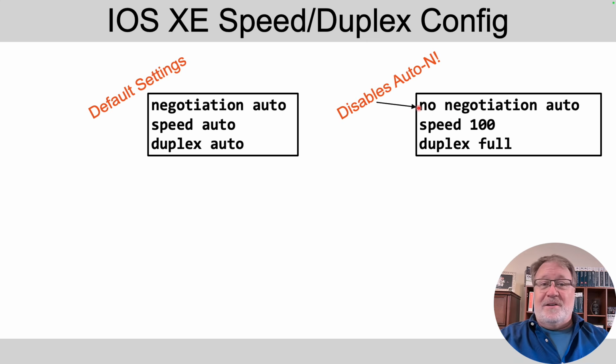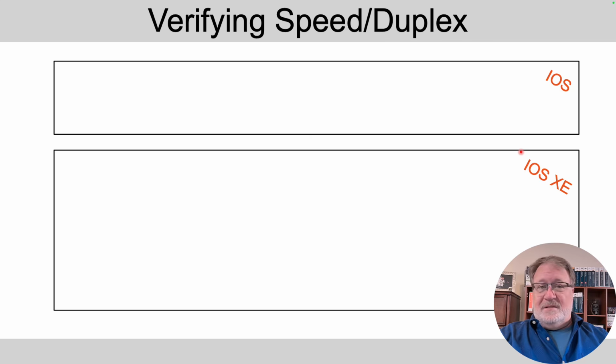So at this point, it's literally off, whether you change the speed or duplex or not. Again, opening up the possibility where if the device on the other end of the link is relying on auto negotiation, then guess what? You've opened up the possibility of creating a duplex mismatch. All right. So the configuration is a little different. Then for show commands.